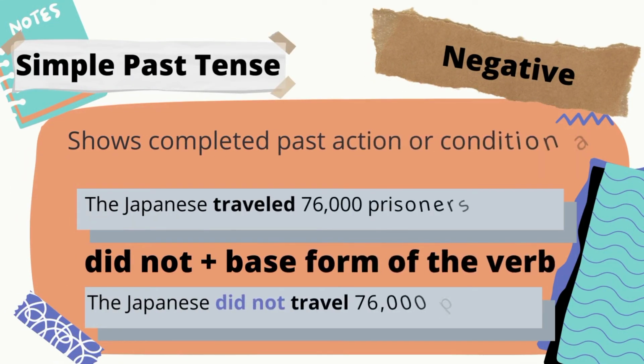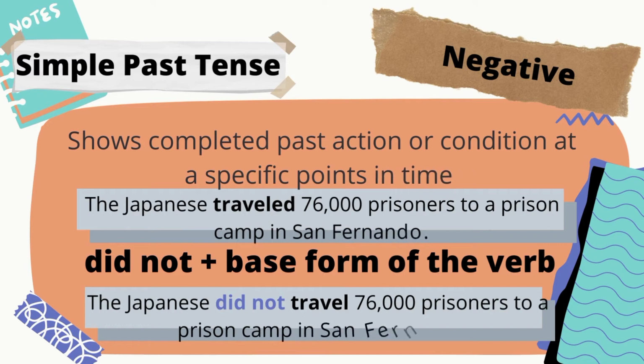Some sentences may state something that is not true or incorrect. These are called negative sentences. Look at these examples. The Japanese traveled 76,000 prisoners to a prison camp in San Fernando.